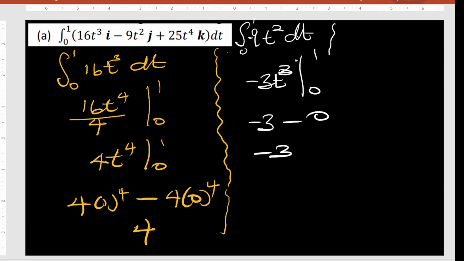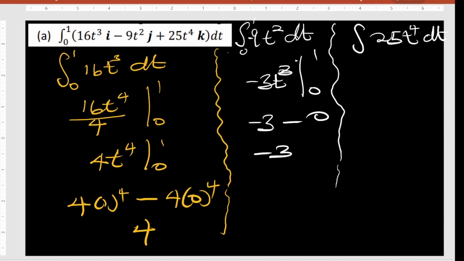Let's pick the last component function. Integration of 25t raised to the power 4 with respect to t from 0 to 1. This will be 5t raised to the power 5 from 0 to 1. When you throw in the 1, we'll get 5. When you throw in the 0, we'll get 0. So our final answer to this will be 5.